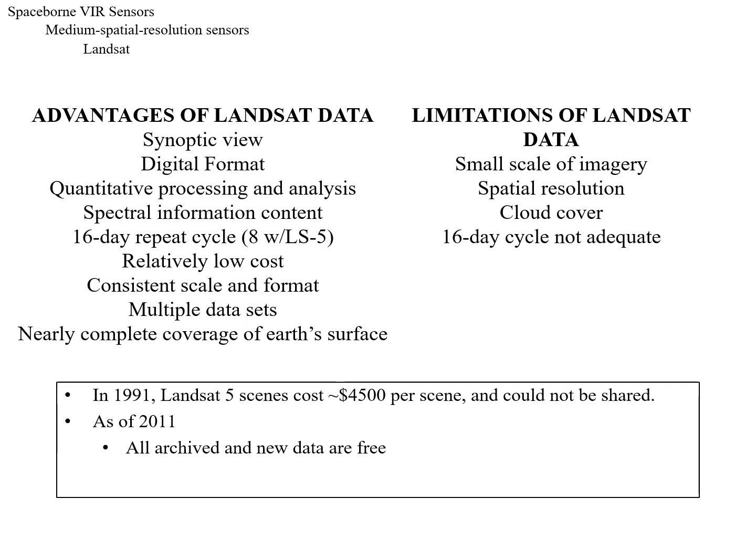So the advantage of Landsat data: we have this synoptic view, which just means that it covers a nice chunk of the Earth at once. That happens to be convenient. If you're dealing with Colorado, then you're talking about maybe 40 images to cover the whole thing. That's not too bad, to be able to do that at a 30-meter spatial resolution. Obviously, it's got a digital format, so you can do quantitative processing and analysis. It has the right spectral information content, particularly with the thematic mapper going forward.